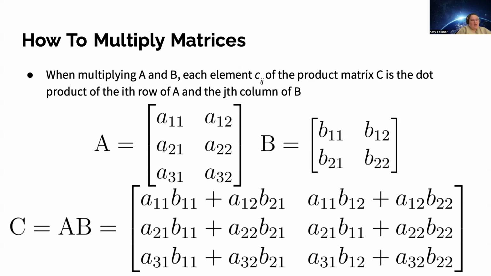So this is the dot product of the first row of A with the first column of B. Here is the dot product of the first row of A with the second column of B. Here is the dot product of the second row of A with the first column of B. Here we've got the second row of A with the second column of B. And down here, this is the third row of A with the first column of B. And here in the bottom right is the third row of A with the second column of B.